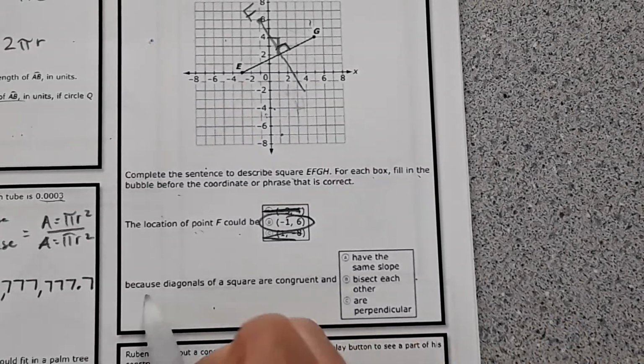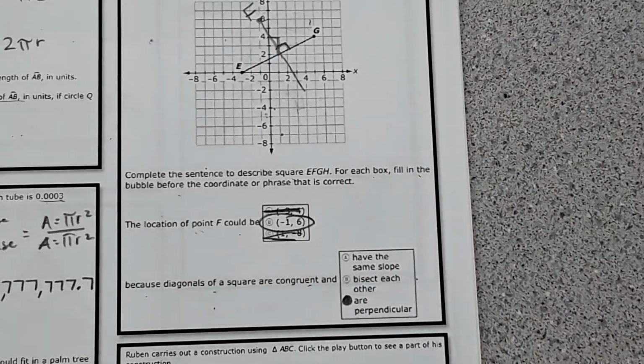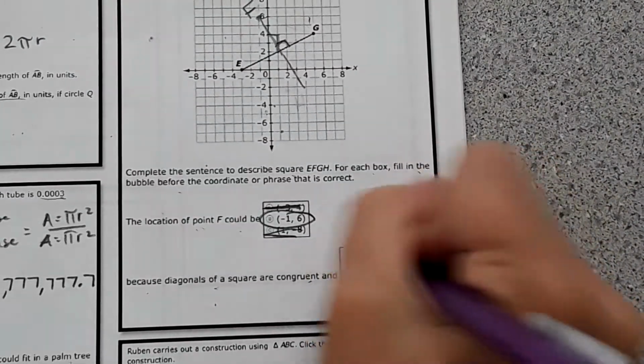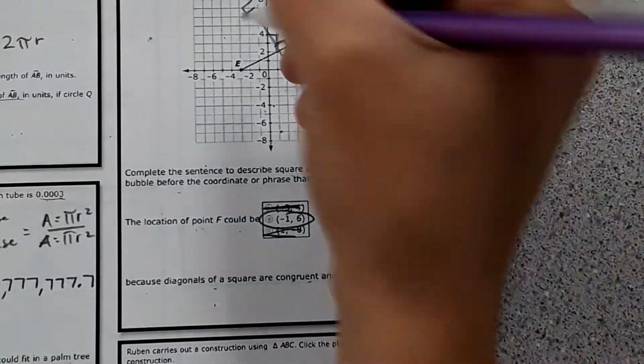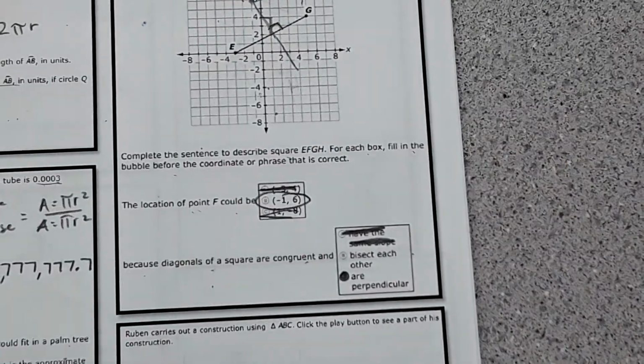And the last one, because diagonals of a square are congruent and they are perpendicular. They do not have the same slope. Their slopes are negative reciprocals. They actually do bisect each other, but that's not what we're using to find F.